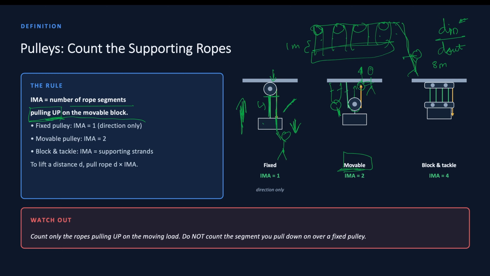And here, let's see. So here we have 1, 2, 3, 4, but this rope we're pulling downward. These ropes are all pulling upward, but my rope is pulling downward, so we won't count this rope. It's only the ropes pulling upward. So 1, 2, 3, 4. 4 is my ideal mechanical advantage.